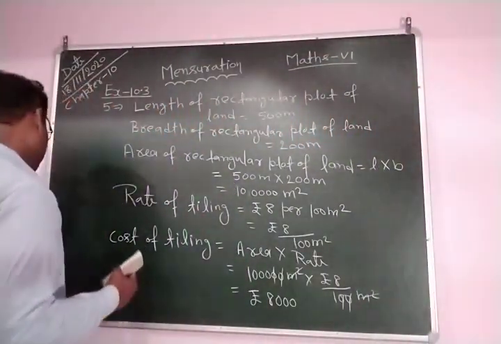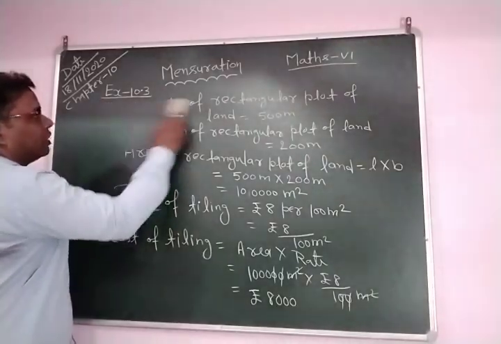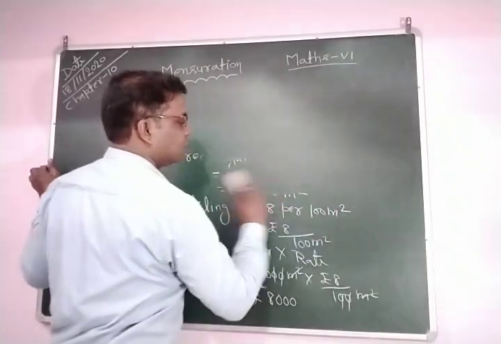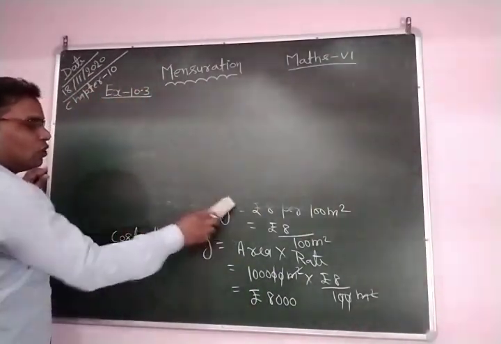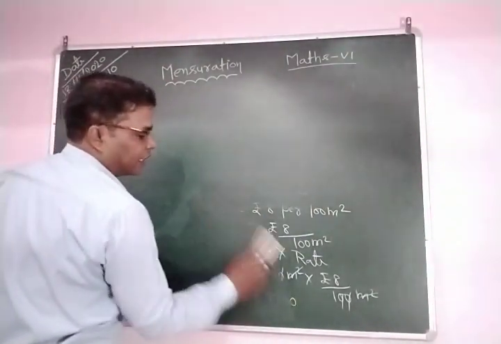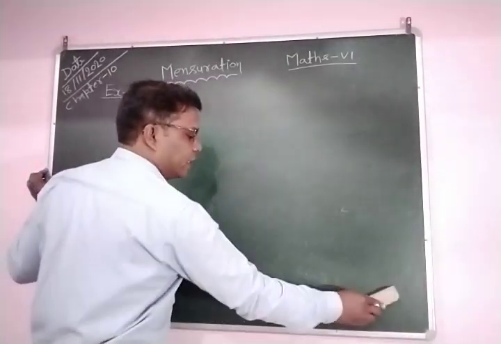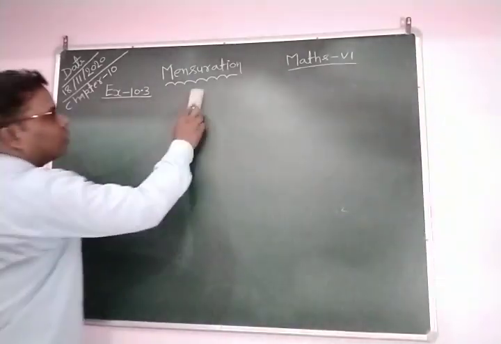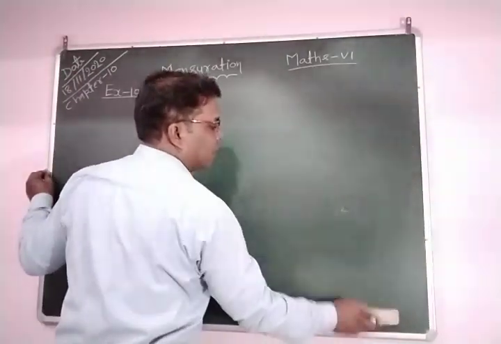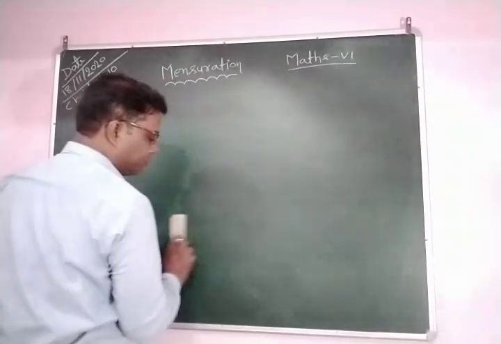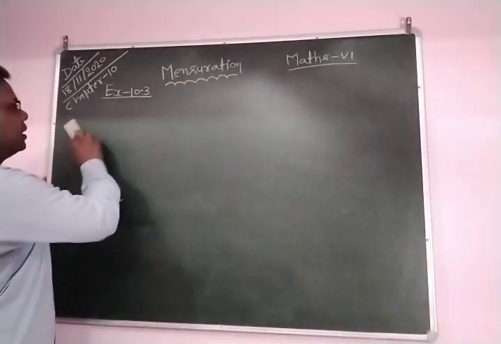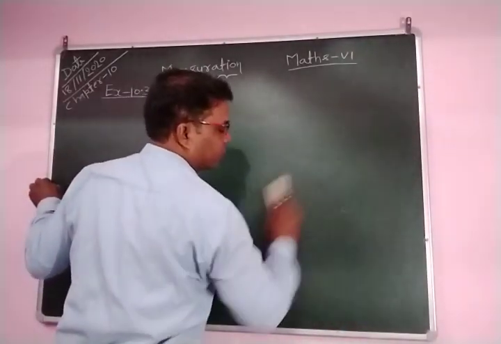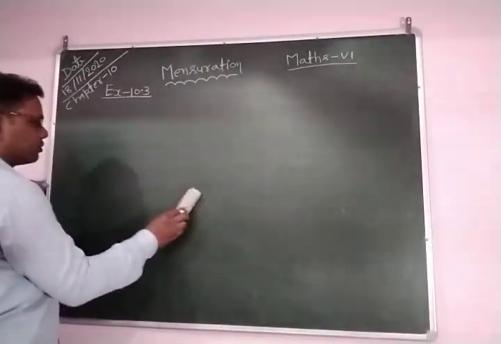For this, first we erase it. This was question number 5. In this question, you needed to find the cost of tiling of a rectangular plot of land whose length and breadth are given as 500 meters and 200 meters respectively. The rate of tiling is given as rupees 8 per 100 meter square. In this question you find the cost of tiling is rupees 8,000. Now the next question, question number 6.